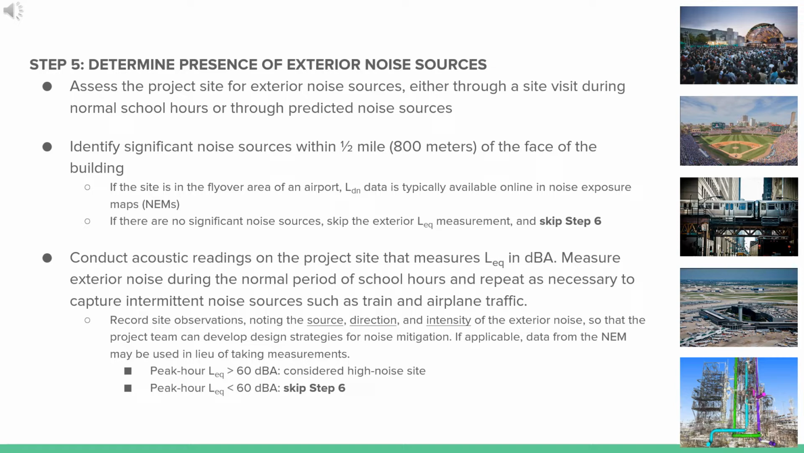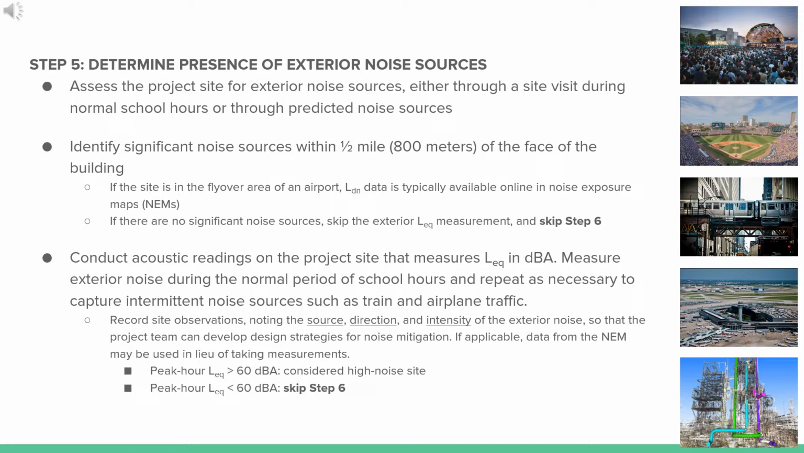Examples of significant noise sources could be a concert venue, sports venue, a rail track, an airport, or an industrial plant. If the site is in the flyover area of an airport, L sub DN data is typically available online in noise exposure maps. If there are no significant noise sources, skip the exterior LEQ measurements and skip step 6. Finally, conduct acoustic readings on the project site that measure LEQ in dBA.